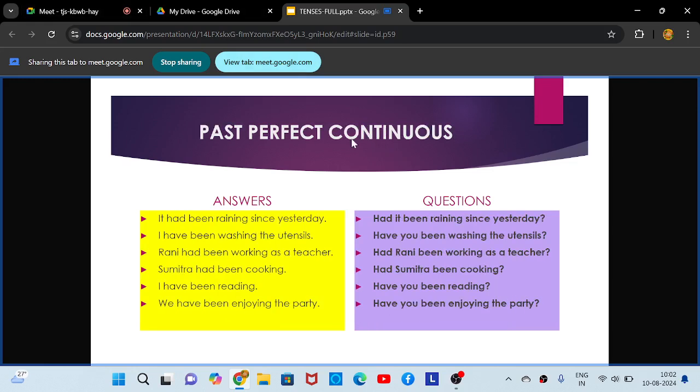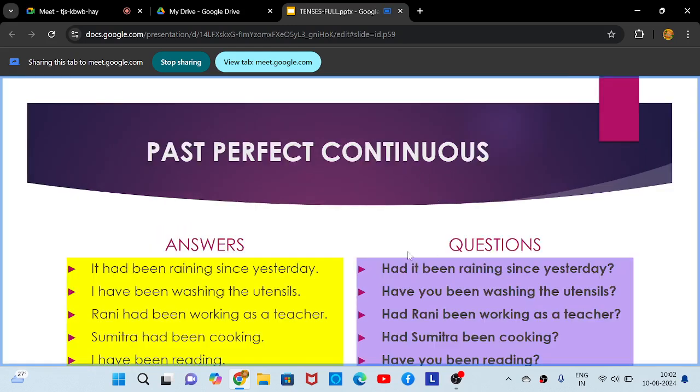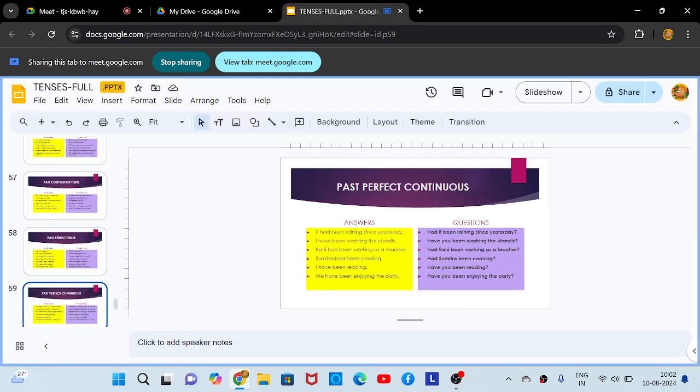Now, finally moving to past perfect continuous tense. There is only a small change. The questions will begin only with had, but you will be having one been in the sentence. So, for example, had it been raining since yesterday? It had been raining since yesterday. Have you been? Oh, again it is have. Just a minute. Let me correct it. I don't know how this mistake came. Maybe by mistake in the typing it happened. I'm very sorry.